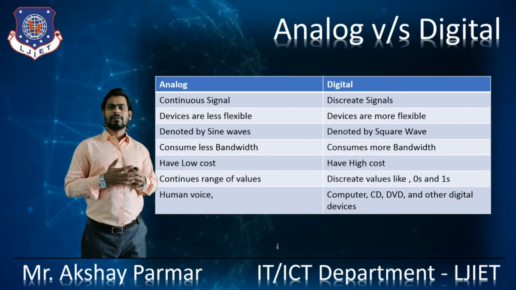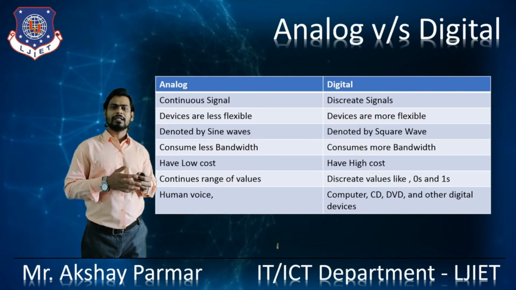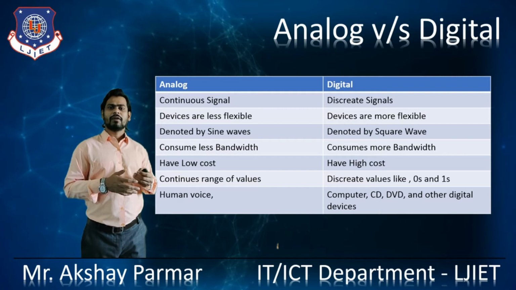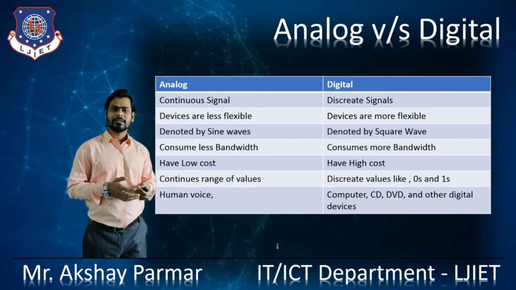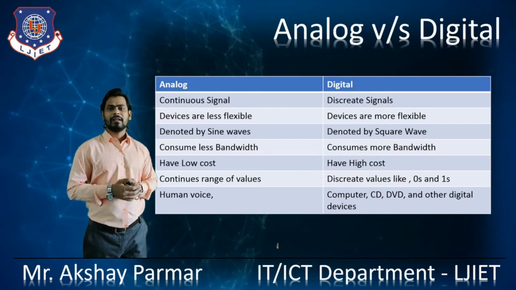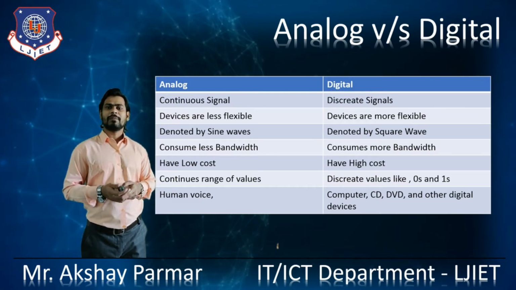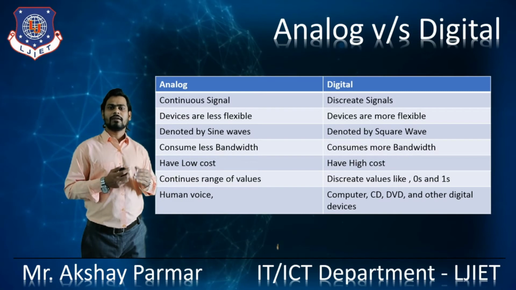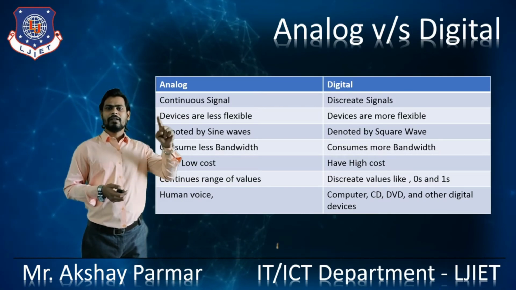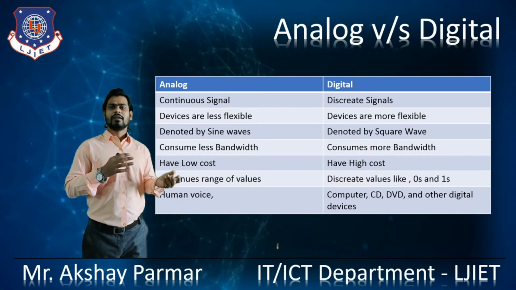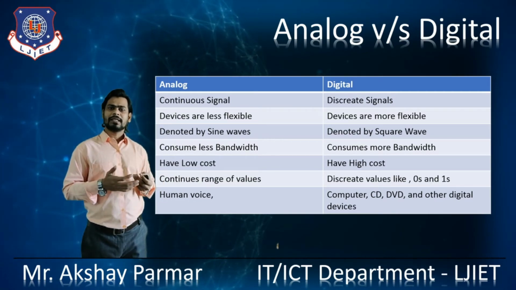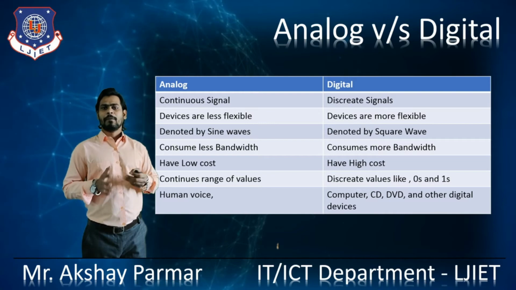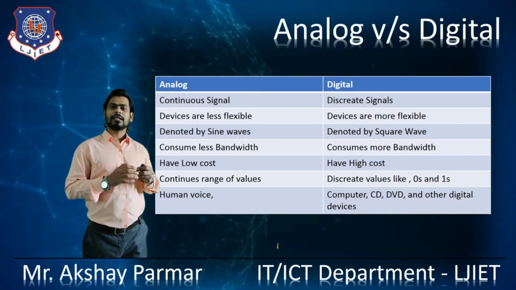The devices used to work with analog signals are less flexible, compared to the devices used with digital signals, which are more flexible. Analog signals are denoted by sine waves, whereas digital signals are denoted by square waves. Analog signals consume less bandwidth, whereas digital signals consume more bandwidth compared to analog signals.